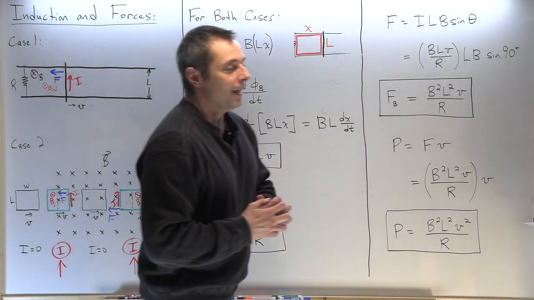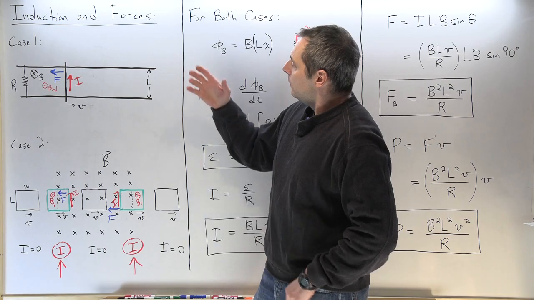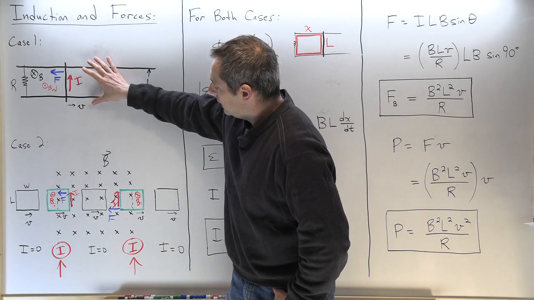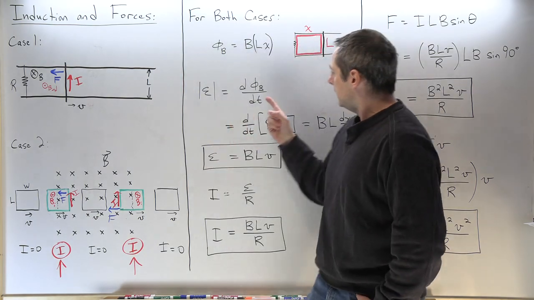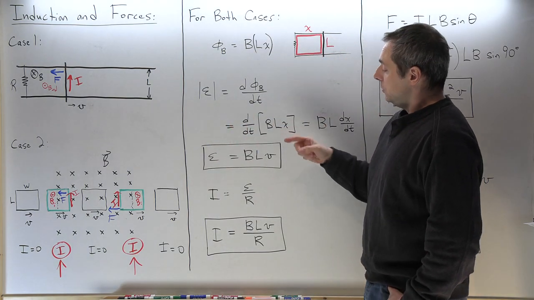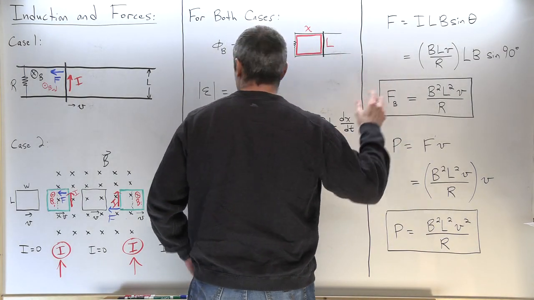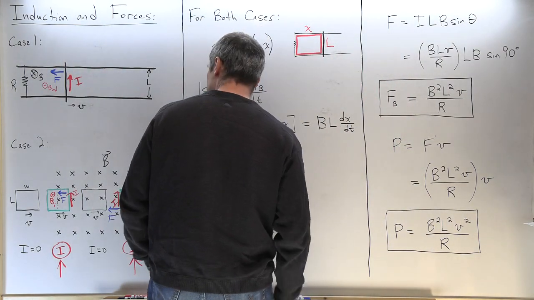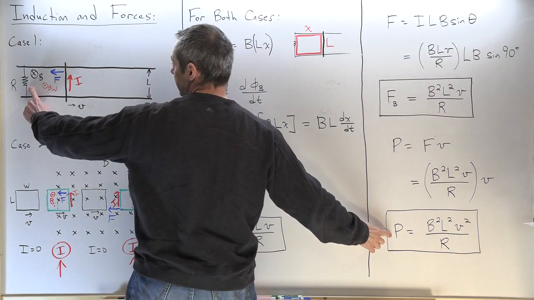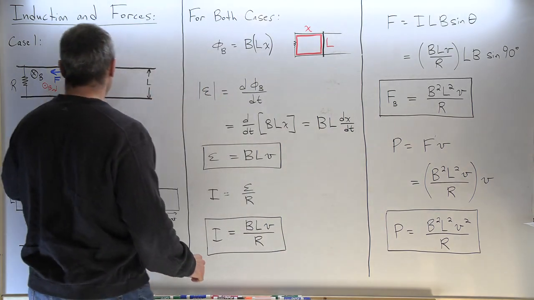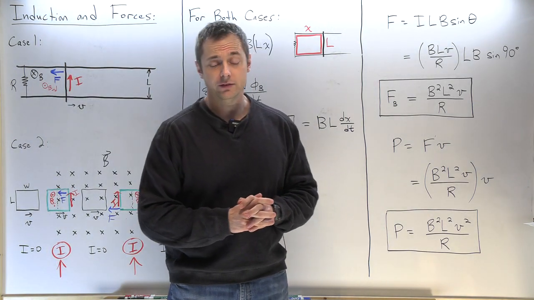All right, so that's today's video. Motion of a coil in a magnetic field producing voltage, producing current, producing a magnetic force in the backwards direction, and then producing either power, heat energy in the resistor, or mechanical power to keep this thing from slowing down, moving at a constant velocity.